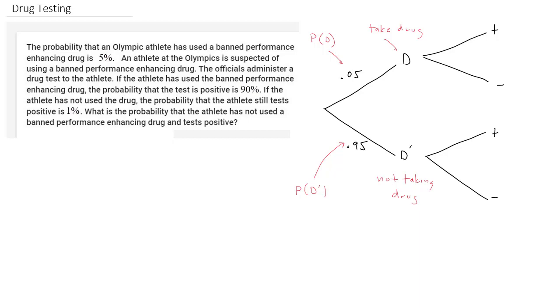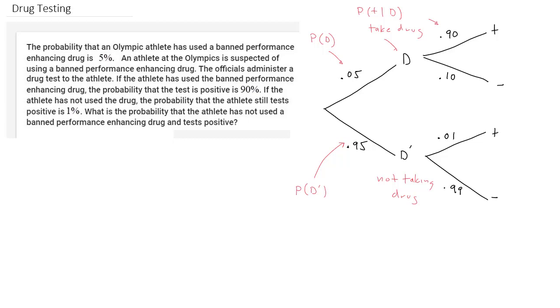All right, we also have, if the athlete has used the banned performance-enhancing drug, that means they're at D, the probability the test is positive is 90%. So if we start at D and go up to positive, that is going to be 0.90. So that is the probability of testing positive given that they took the drug. So if that probability is 90%, the likelihood of testing negative, given that they're on the drug, is going to be 0.10. The other information we had is it said if the athlete has not used the drug, so that means they're at the complement of D, the probability that the athlete still tests positive is 1%. So that means the branch that goes from the complement of D up to positive is 0.01. So the other one is going to be 0.99.